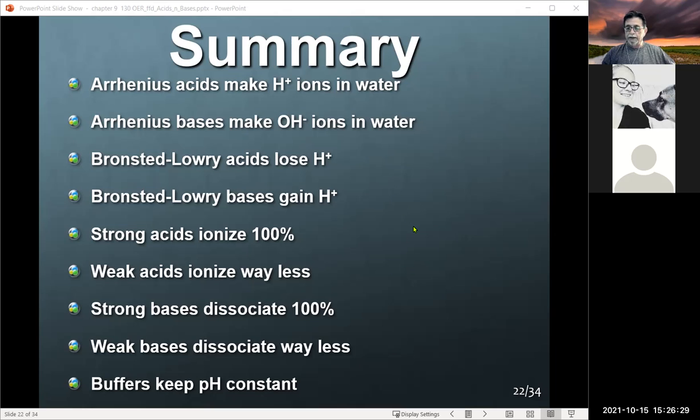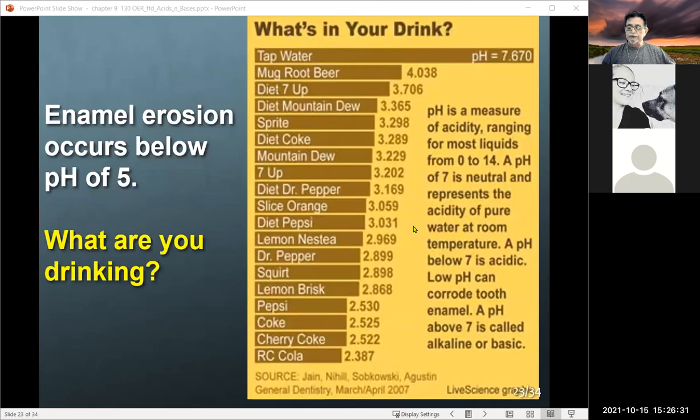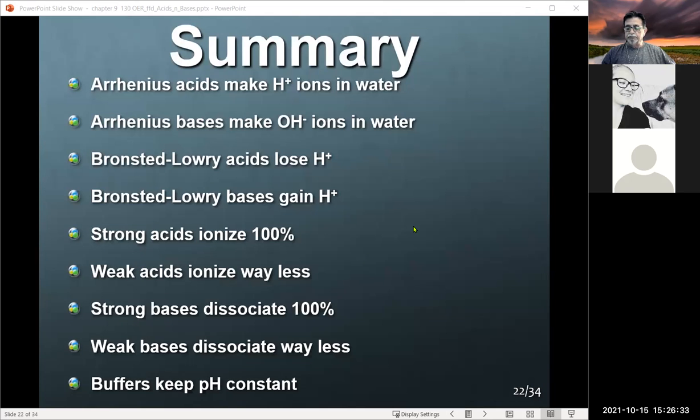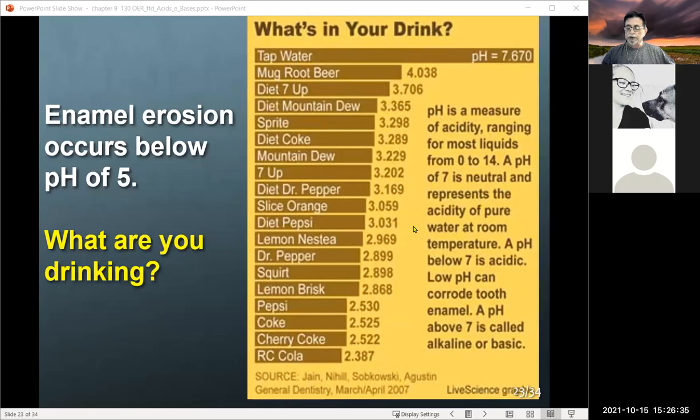That's it. So that kind of summarizes your acid and base part. There are some more pH values for a variety of different soda pops. You can see tap water up high, a little bit over 7, but that varies. It depends on your water, and it varies from country to country, or city to city, I should say. Anyway, RC Cola, which used to be my favorite, is the most acidic stuff there.